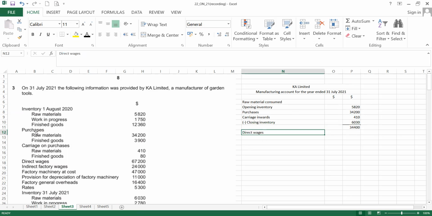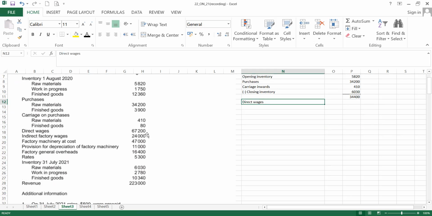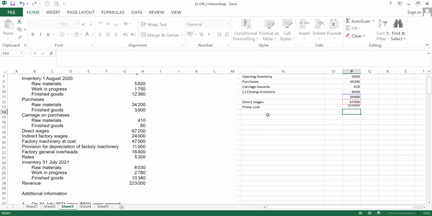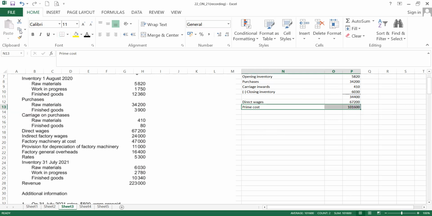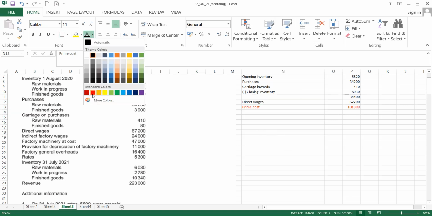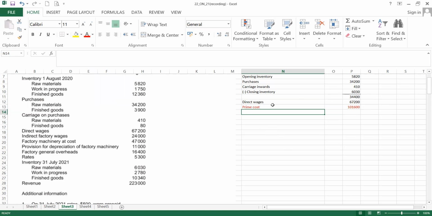And then the direct wages. Here we have the direct wages, and it's only one item, 67200. Later on we check any additional information. Next, is there anything more related to direct cost? We don't have any. So here we put prime cost. Take note that this header must be put in. This is like a keyword that must be there. So put in prime cost. After that, factory overhead.